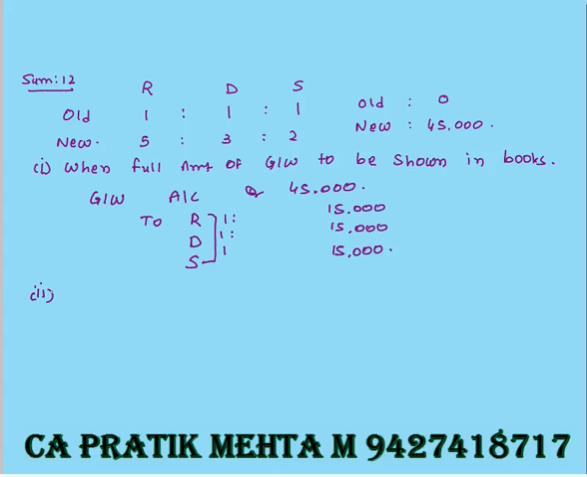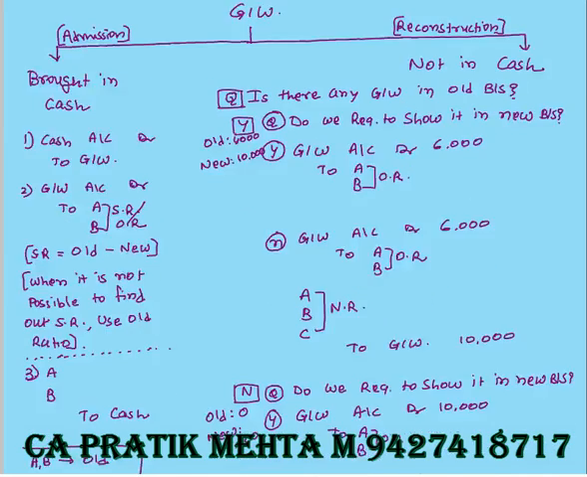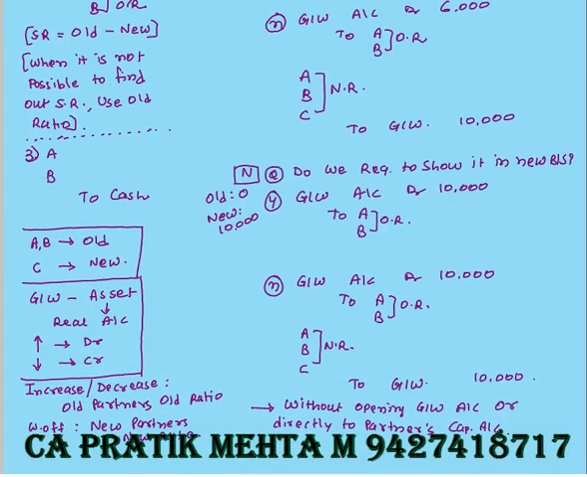Please read what they are saying. When partners do not desire to show goodwill, that means what? Let us refer to the chart. Is there any goodwill in old balance sheet? The answer is no. Do we require to show it in new balance sheet? Again the answer is no. That's why I will raise goodwill once in old partners' old ratio and will write it off in new partners' new ratio. It's very simple to understand from the chart that there are going to be two entries. Once we will raise the amount of goodwill and then we will be writing it off.